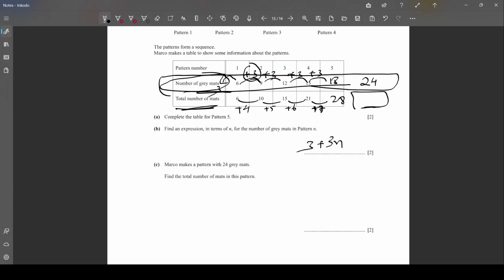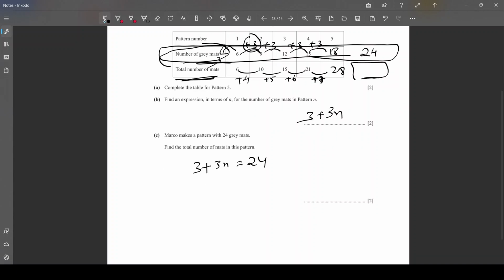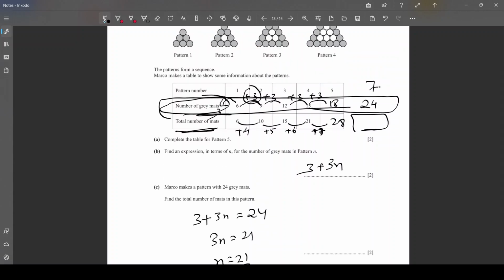So let's find the pattern number. The nth term for the number of gray mats is 3 plus 3n, and we equate it to 24. So 24 minus 3 is 21, so n equals 21 divided by 3, so we get n as 7, right? It means that pattern number 7 will give you 24 gray mats, but we are asked to find the total number of mats, right?